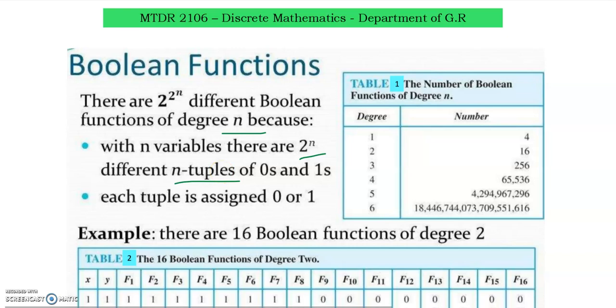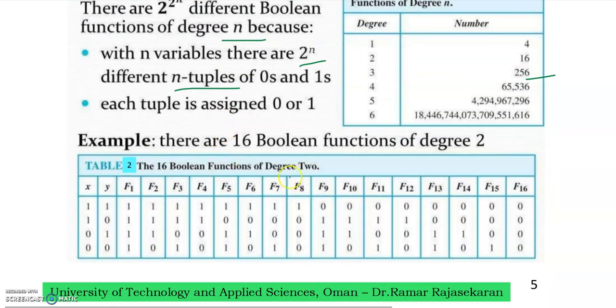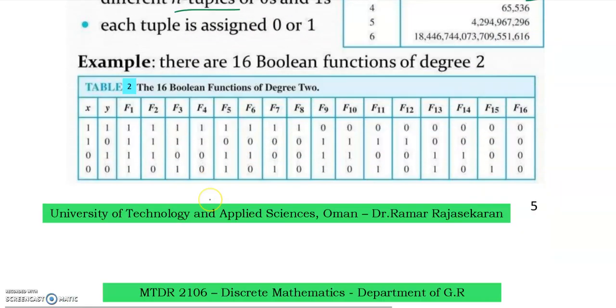But here, what we are discussing is that 2 to the power n different Boolean functions we can create from n variables. Suppose here 3 variables, then 2 to the power 3, so 8. 2 to the power 8, how much? 256. So 256 different functions you can create from 3 variables. Now see, these are the examples.